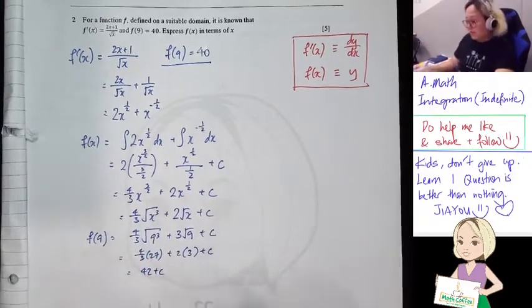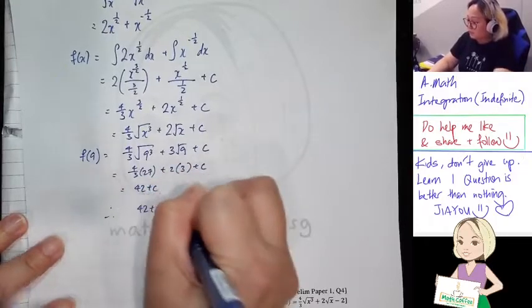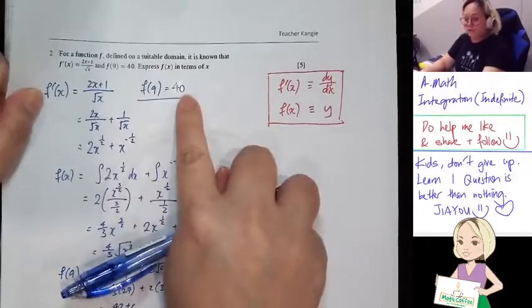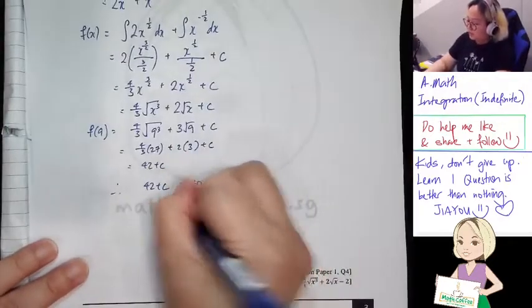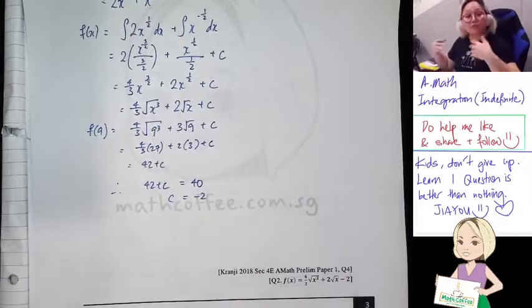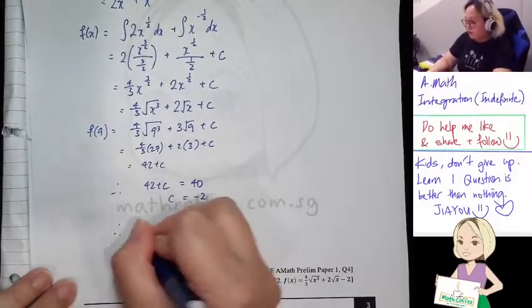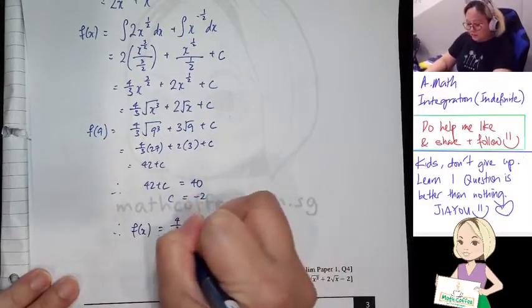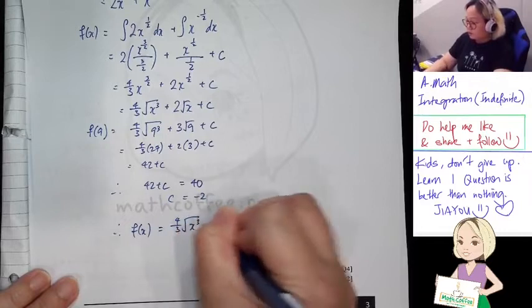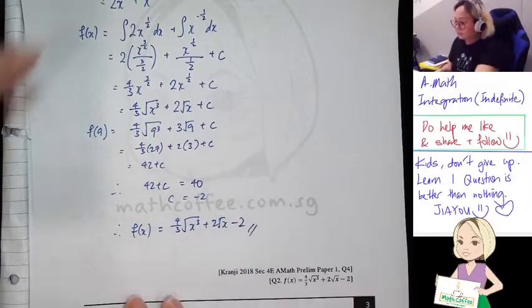And you will say, okay. Therefore, 42 plus c will equal 40. Okay, and you will get c equals negative 2. Now, c is found, so you can write the full f x. Therefore, f x is equal to 4/3 square root of x cubed plus 2 square root x minus 2. Done.